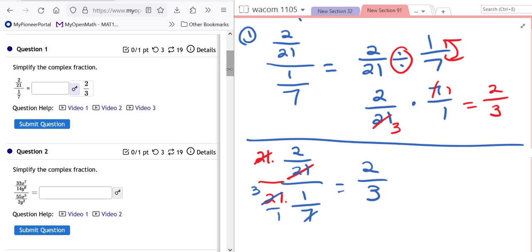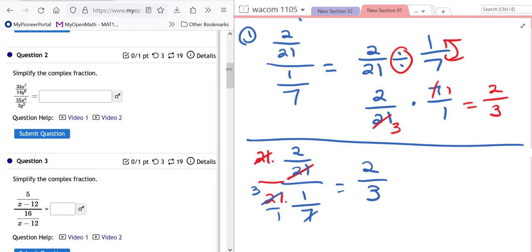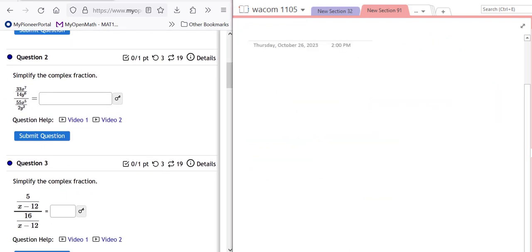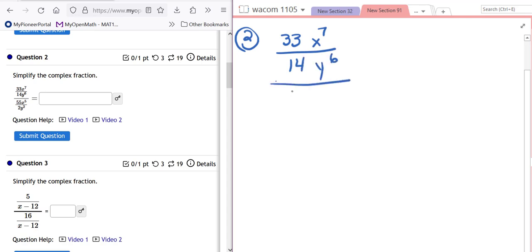And this one really is not as common a problem as you really see in these. Because it's monomials, it's really considered an old question. So we have 33x to the 7th over 14y to the 6th over 55x to the 5th over 2y squared. So we'll do it with the finding the common denominator method.